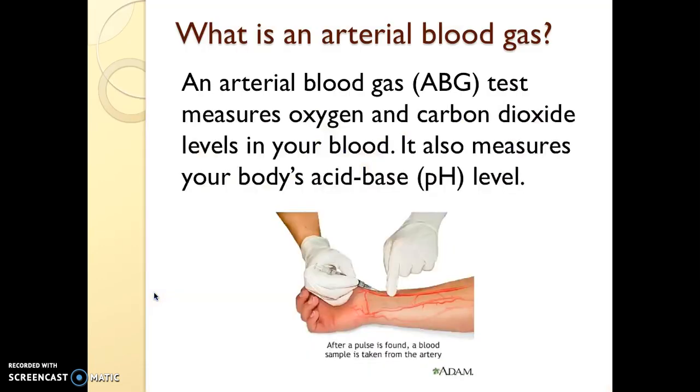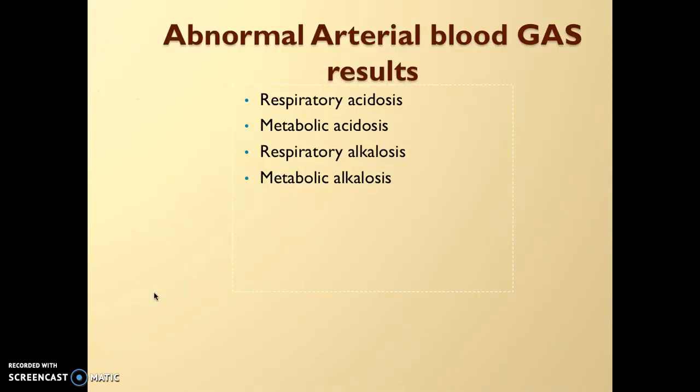An arterial blood gas is pretty much a blood test that we use to measure a patient's acid-base imbalance. It also gives us information about a patient's oxygen and carbon dioxide levels. This test is usually done by a respiratory therapist, a doctor, or a registered nurse. So some of the results you might see in an arterial blood gas are respiratory and metabolic acidosis, respiratory and metabolic alkalosis. So first we're going to talk about respiratory acidosis.